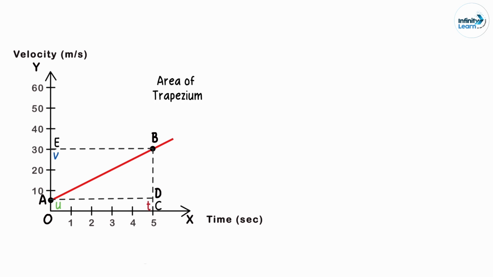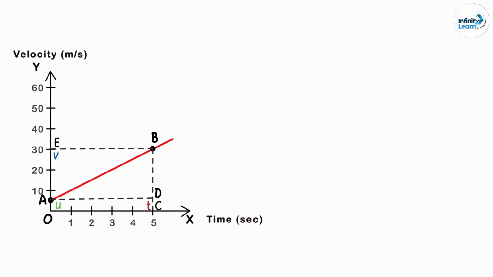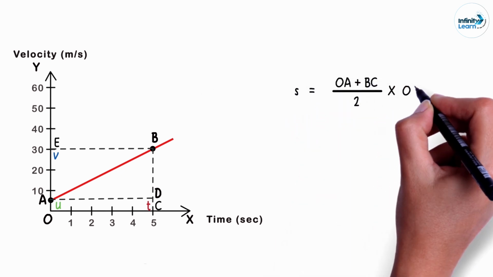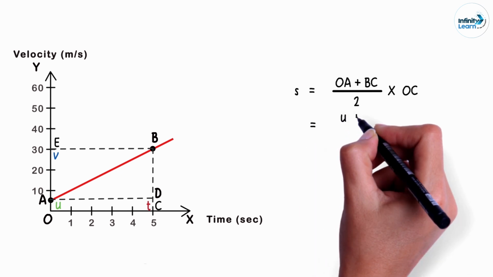The area of a trapezium is 1/2 the sum of the length of the parallel sides times the distance between them. OA and BC are the parallel sides and OC is the distance between those parallel sides. Hence, the area would be (OA plus BC) over 2 times OC. So replacing OA with U, BC with V and OC with T, we get S equals (U plus V) over 2 times T.